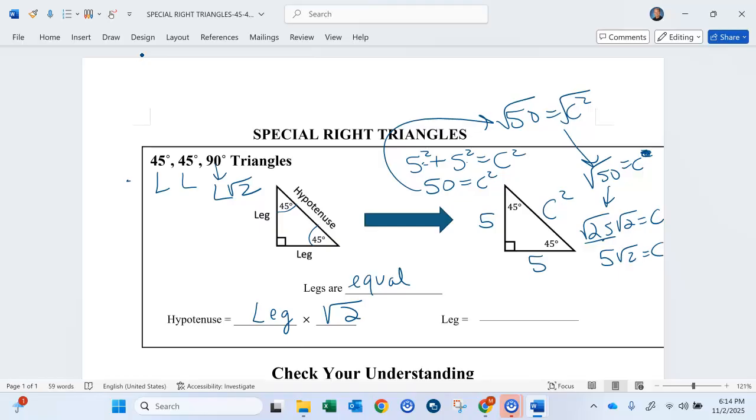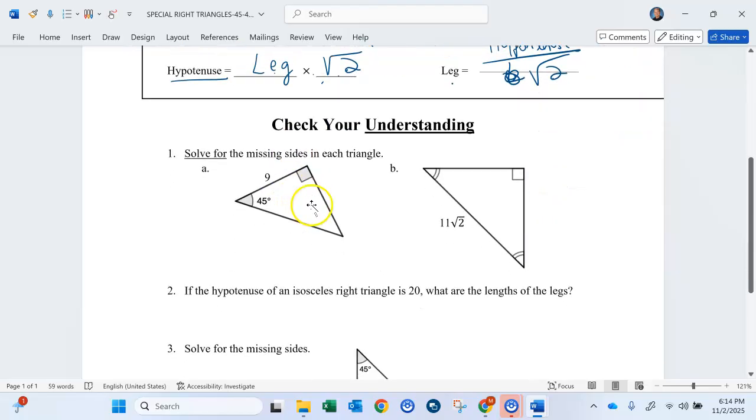Now, what is a leg equal to? Well, the leg is going to be equal to, remember, the hypotenuse, I should make that an h. It's going to be the hypotenuse divided by root 2. It's the opposite of here. If the leg times root 2 equals the hypotenuse, then the hypotenuse divided by root 2 is equal to the leg. Okay, let's see how that works out over here, okay?